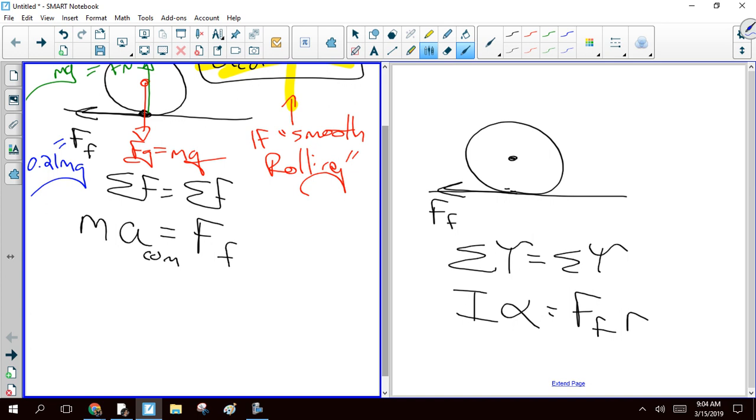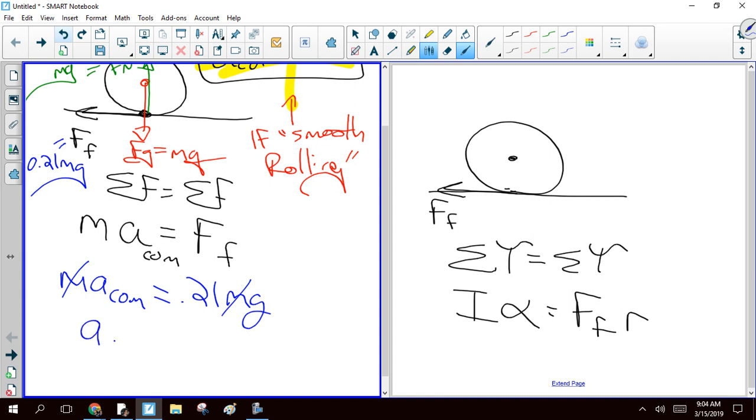Okay, so here we go. So let's solve this thing. So let's see. So we've got mass times the acceleration of the center of mass. That's got to equal our force of friction. Well, that's 0.21 times mg. M's cancel.